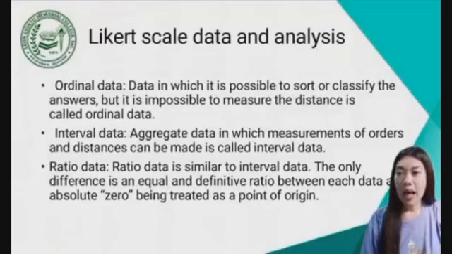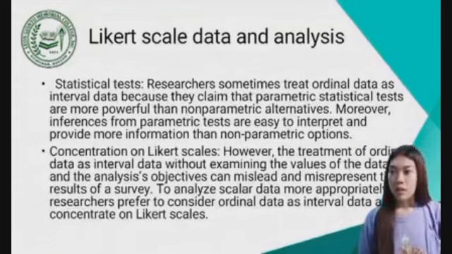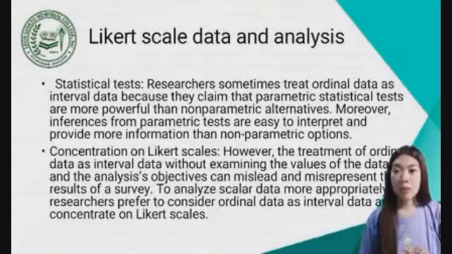Interval data. Aggregate data in which measurement of orders and distances can be made is called interval data. Ratio data. Ratio data is similar to interval data. The only difference is an equal and definitive ratio between each data point, and absolute zero being treated as a point of origin. Data analysis using nominal, interval, and ratio data is generally transparent and straightforward. Ordinal data analysis is different, particularly in regards to Likert or other scales in surveys.